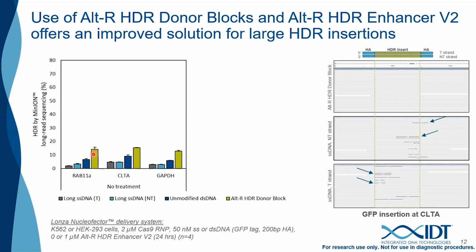What's interesting is if we use long read sequencing to dig further into these editing events, what we found is that the long single-stranded DNAs did result in these partial integration events where one junction is not fully integrated. You can see here with the non-targeting strand, the right junction is not incorporated all the time. And with the targeting strand, the left junction is not being incorporated all the time. In contrast, with the double-stranded DNA donors, we did not observe these partial integrations.